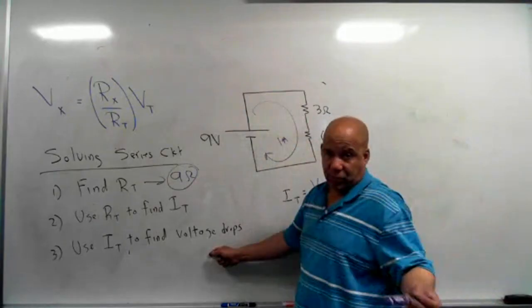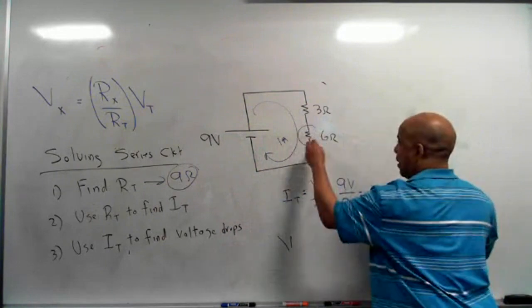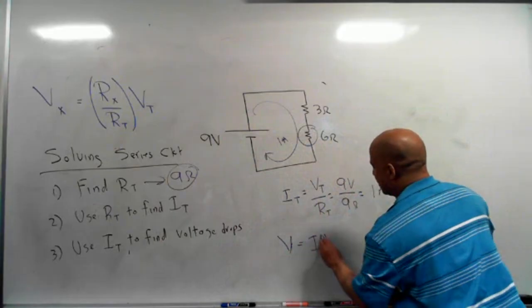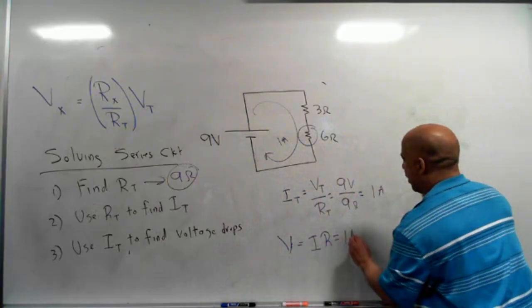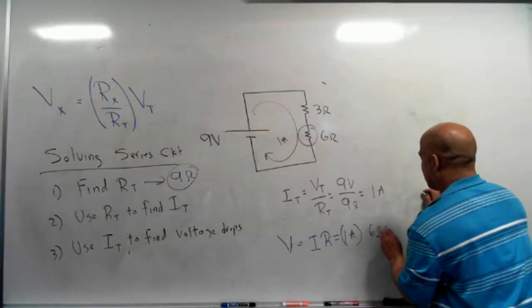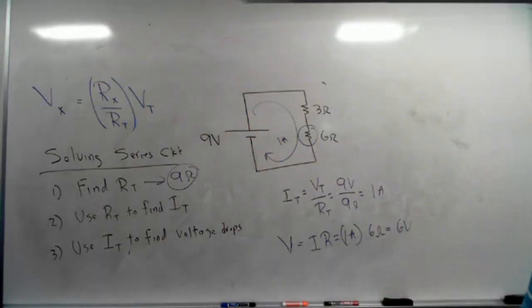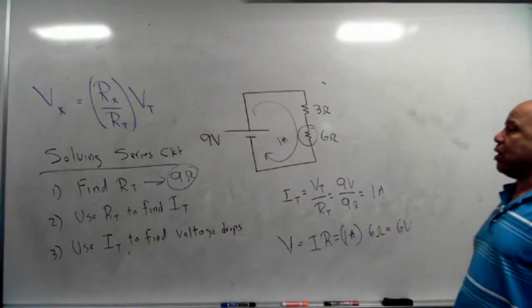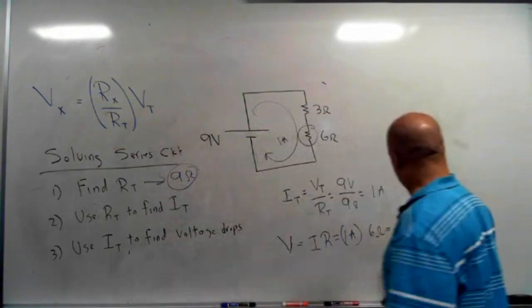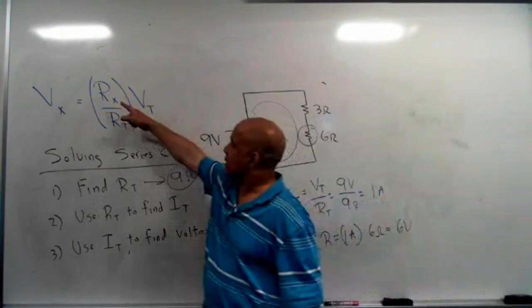And then I want to find the voltage drop. That's what I'm after. Well, then the voltage drop, let's say I want this voltage drop right here. The voltage drop is just going to be the current through the resistor times the value of the resistor. I got 1 amp through 6 ohms. I got 6 volts across that resistor. I'm done.